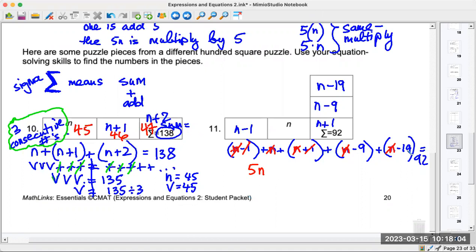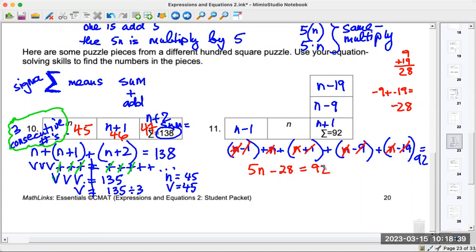Minus 9 plus minus 19 is, I'm going to add 9 plus 19 and keep it negative. Minus 28. So 5n minus 28 equals 92. Now we have a much shorter equation. Yeah, you combine your n's and combine your numbers.